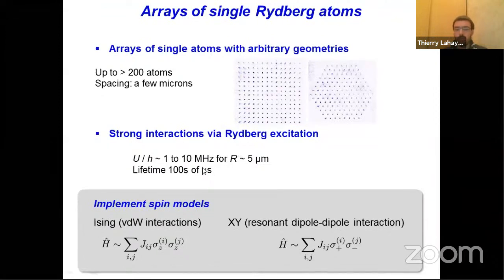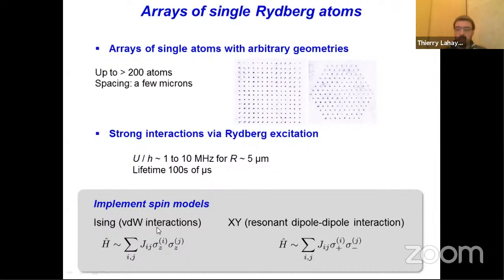In that case, you get very strong interactions, typically in the megahertz range, which means that you have some interesting dynamics occurring on microsecond timescales. This is to be compared with the lifetime of those Rydberg levels, which is typically hundreds of microseconds. So to a pretty good approximation, you can consider that you have a closed quantum system, which is just undergoing unitary evolution. What's maybe even more important is that those arrays of Rydberg atoms implement in a very, very natural way, without any special engineering, spin models that are relevant for condensed matter, namely the Ising model.